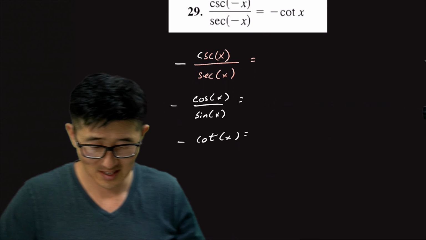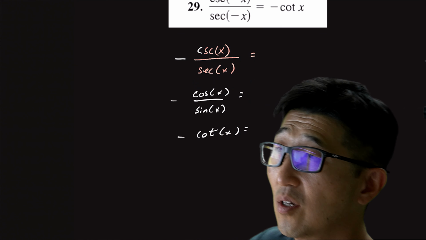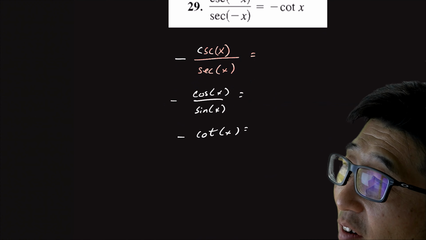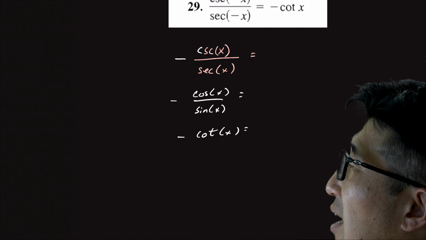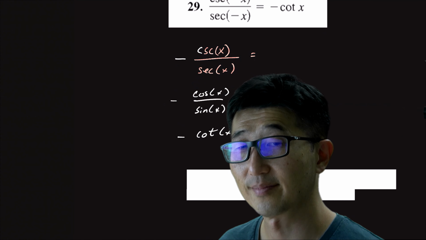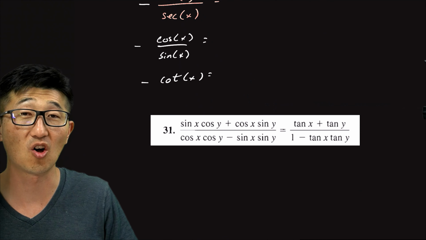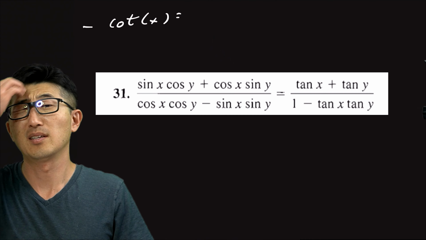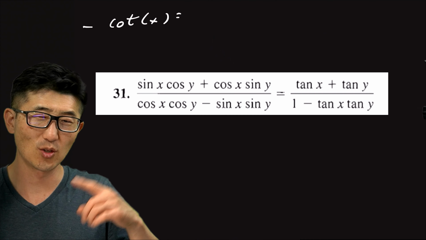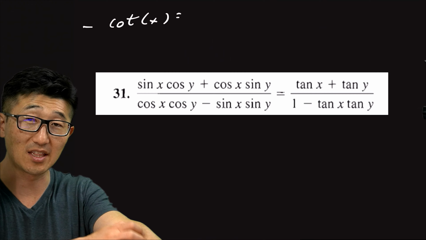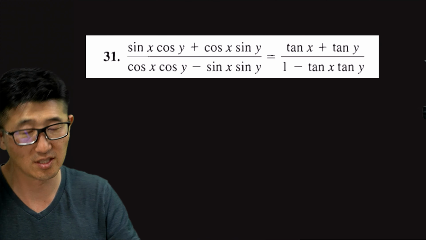All right, 31. You know what? I'm going to make a little wager. I think this might be on there as the hard one. Because this is not as hard as the other one, but it's quite lengthy. All right. So let's try this.